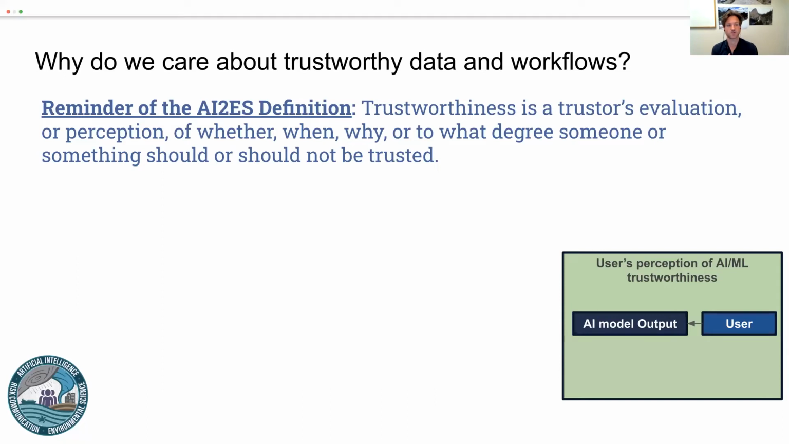So how we're defining trustworthiness here is an evaluation that the truster, so the person that's deciding whether or not to trust, has. This is an evaluation perception, and they're thinking about whether, when, or why, or I guess really how much. So the degree someone or something should be trusted or not trusted, right? So you have a user's perspective, and we've often talked about it as it's shown in this box down in the bottom right-hand corner. So we think about a user perceiving the output of a specific model as being trustworthy or not, and that's the relationship we're looking at.